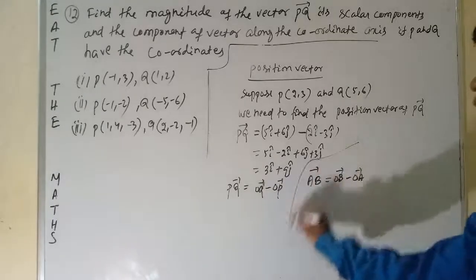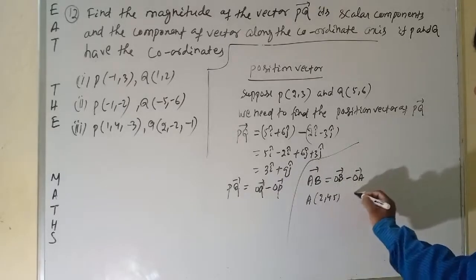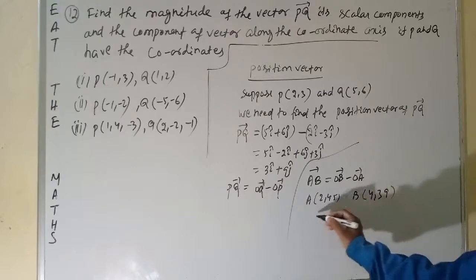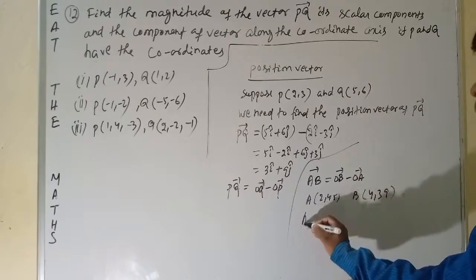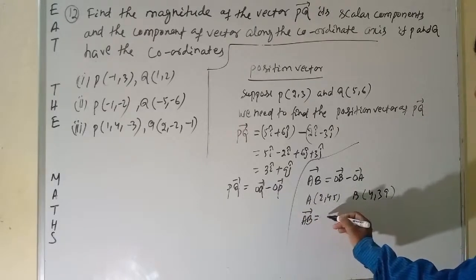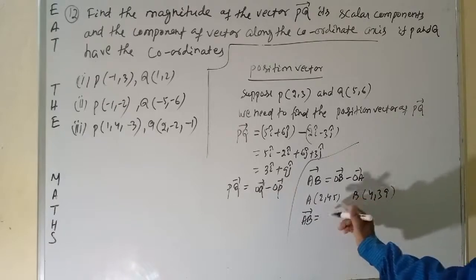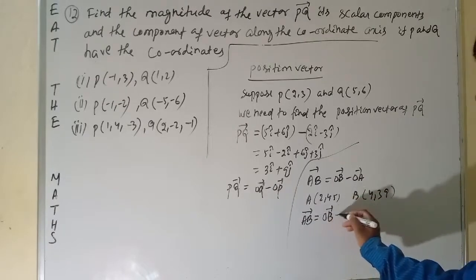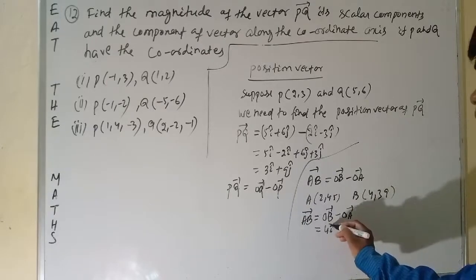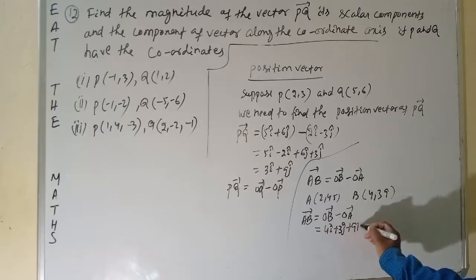Suppose A is the point (2, 4, 5) and B is the point (4, 3, 9). If we need to find the position vector of AB, try to understand it. From B we have to subtract, that is OB minus OA. OB is 4i cap plus 3j cap plus 9k cap.